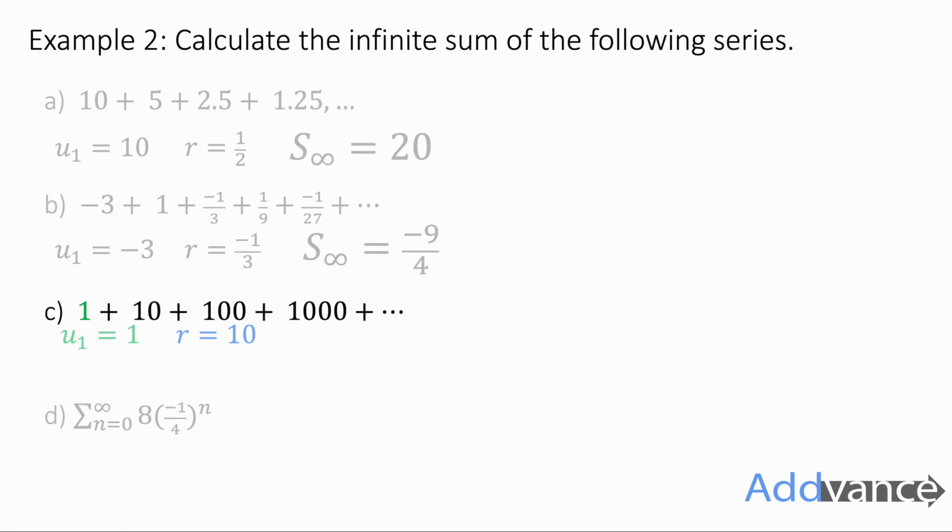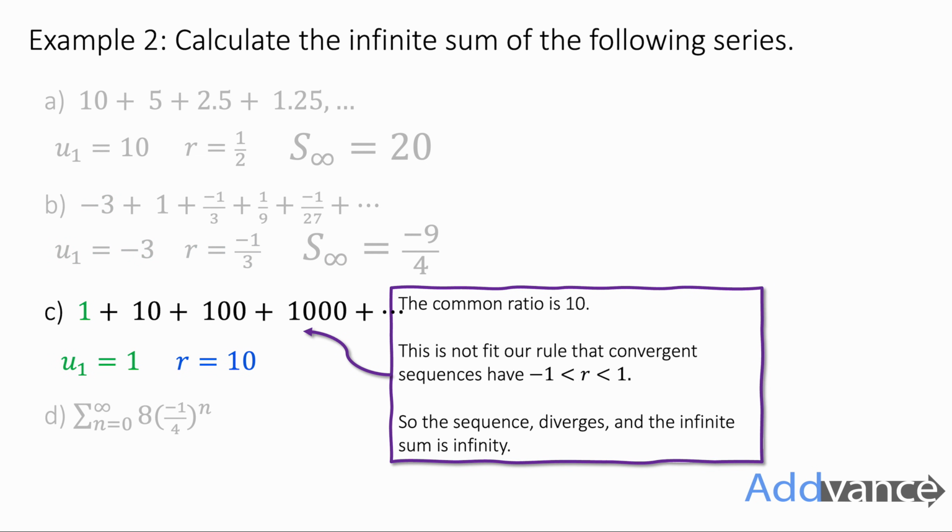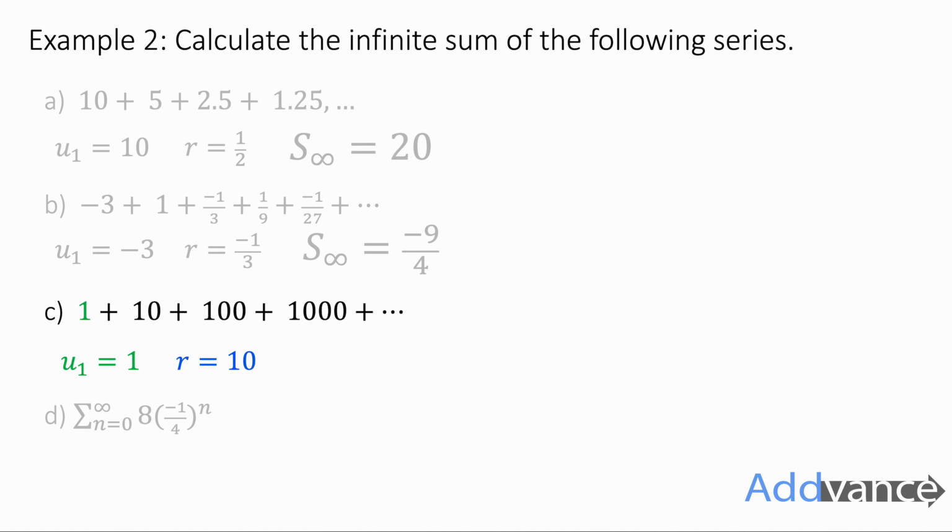The next example, we've got 1, 10, 100, and 1,000, and here the common ratio is 10. This doesn't fit the rule that our sequence must be convergent, because the ratio is not between minus 1 and 1. So the sequence diverges and the sum of the infinite terms is just infinity.